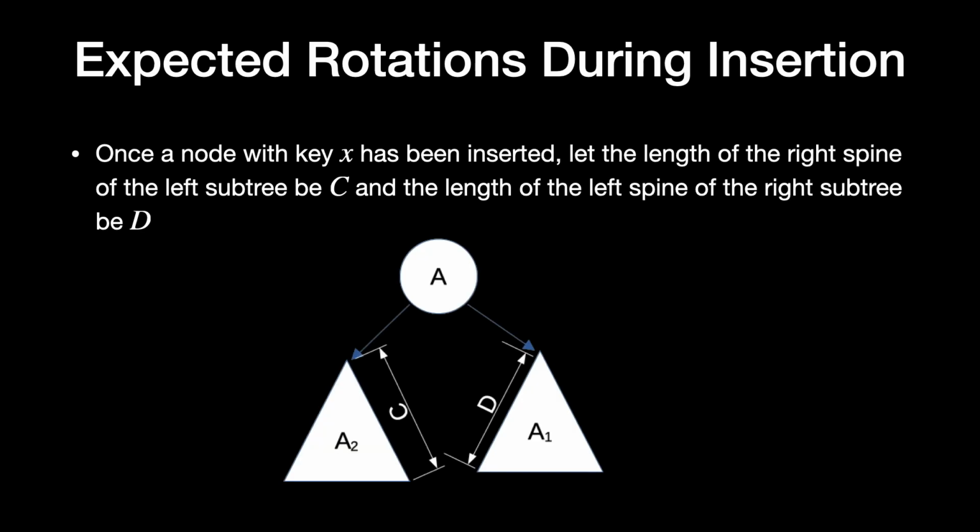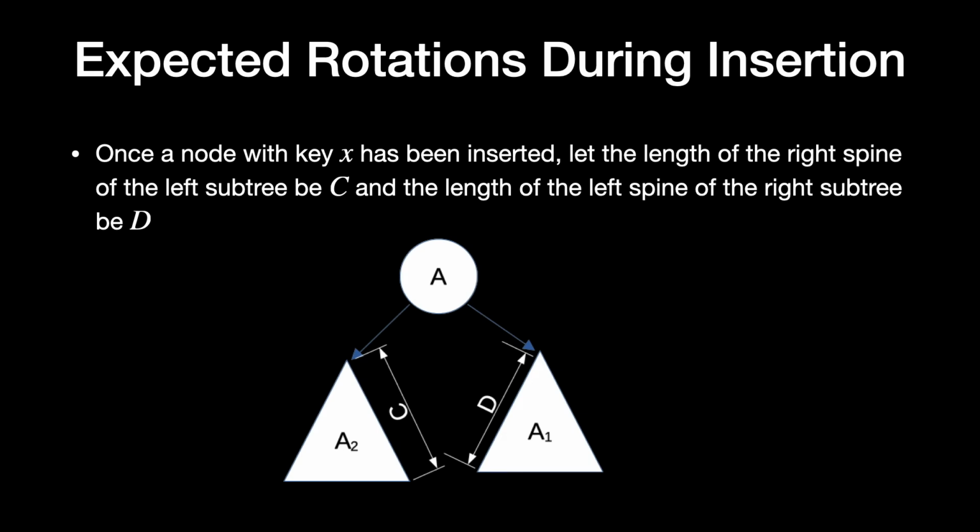Next, we need to prove that the expected number of rotations during insertion or deletion is less than 2. We prove this for insertion for the time being, but it's similar for deletion. So we prove this by proving a couple of statements first. So first, let me make some definitions.